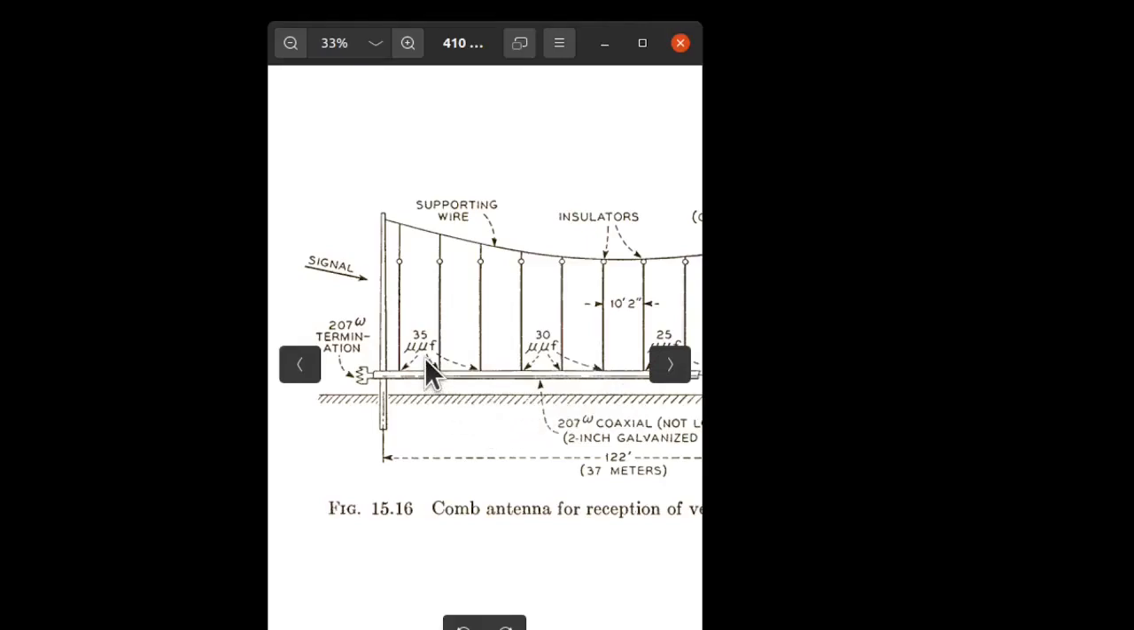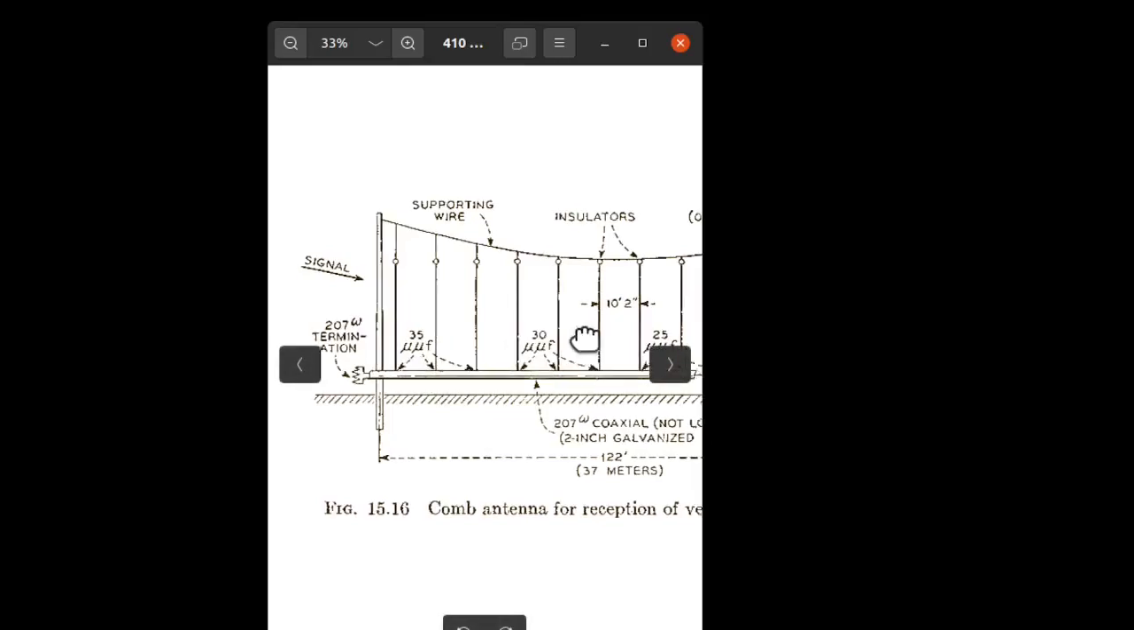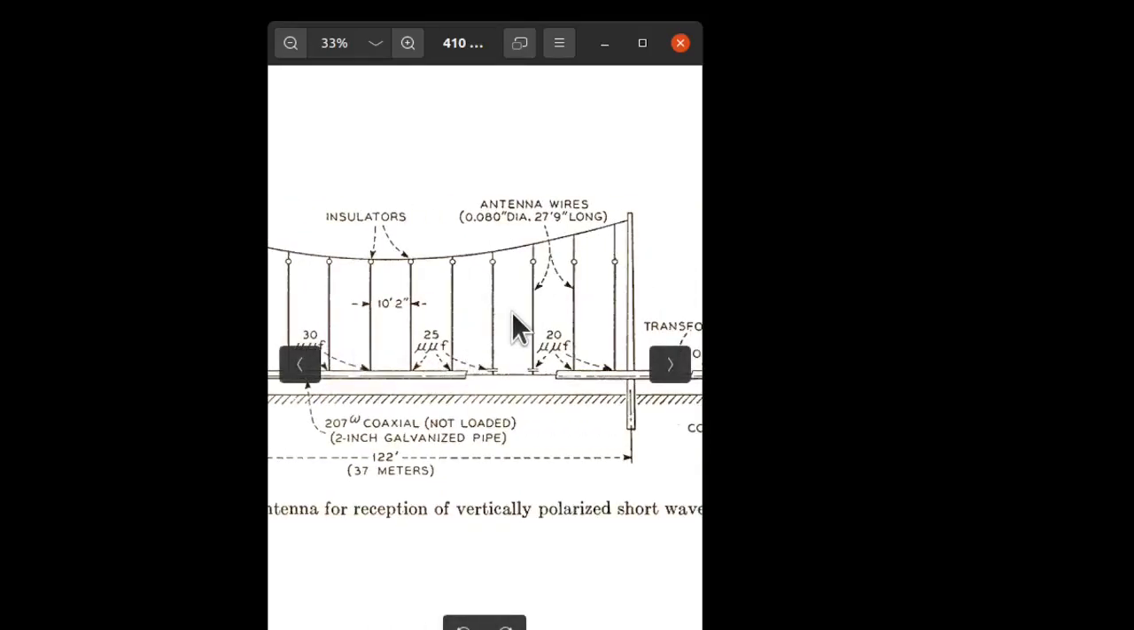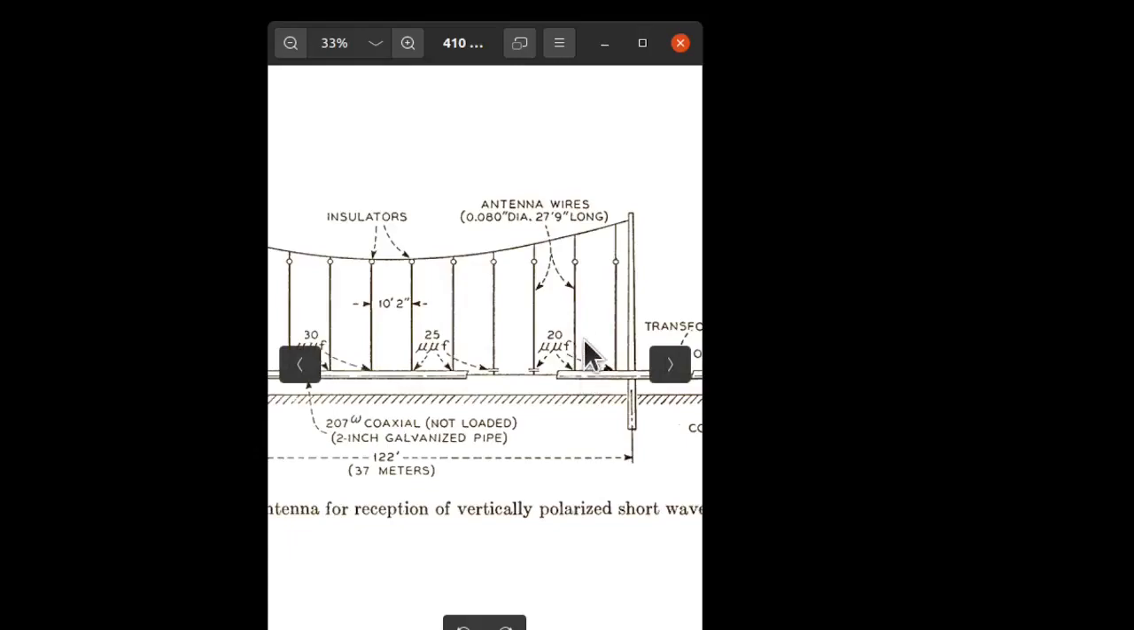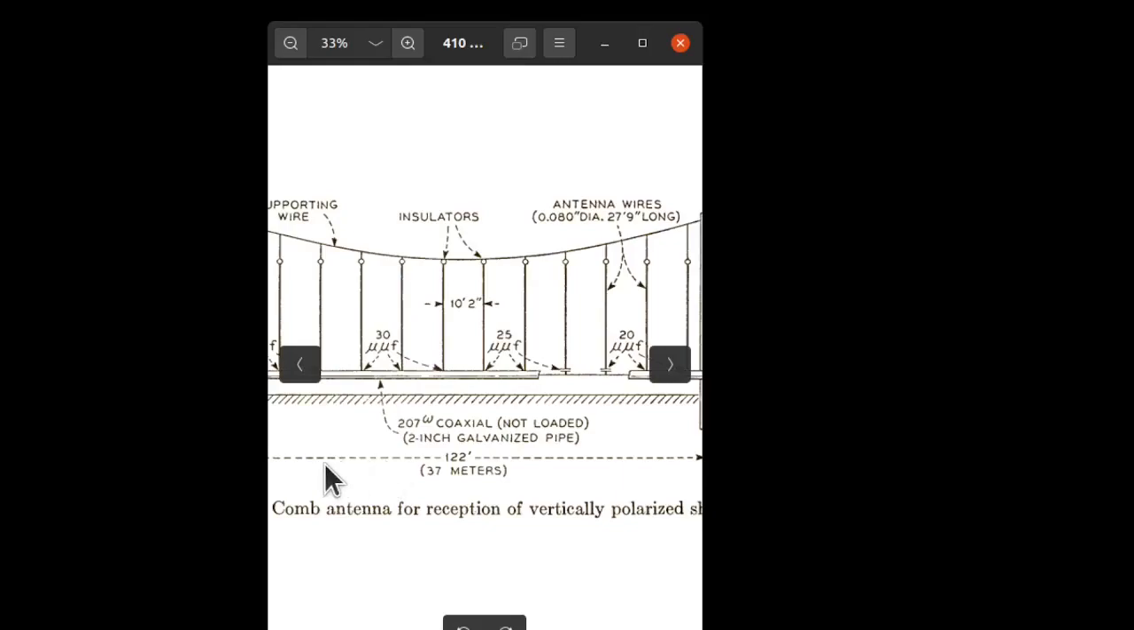This is microfarads, is the same as picofarads. We have specified distances, we have specified lengths. Certainly the overall length, 122 feet. This is going to be for probably the 10-meter antenna. Well, I'm not going to speculate. That's down in the weeds of the text that goes with this graphic.